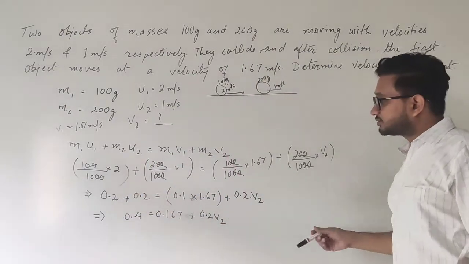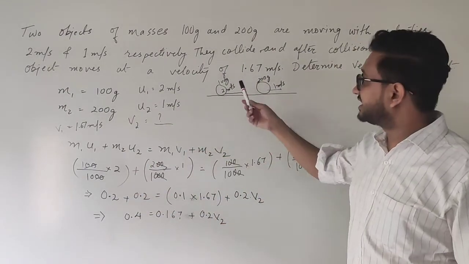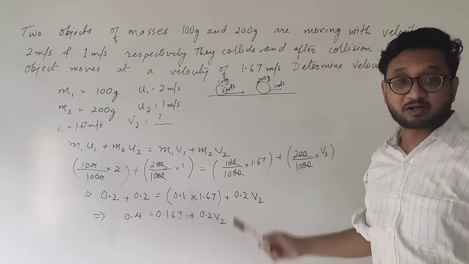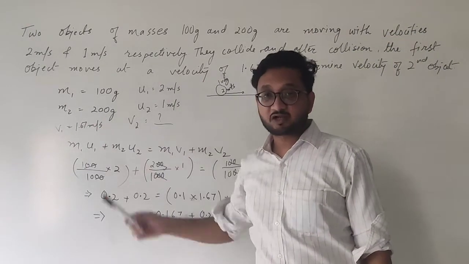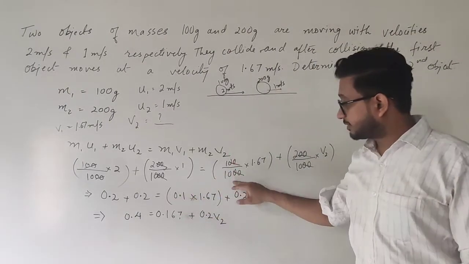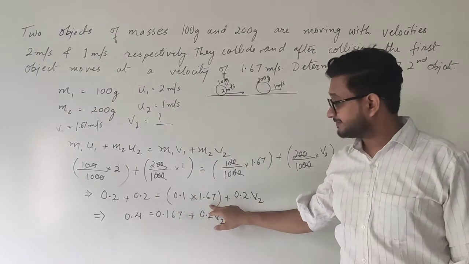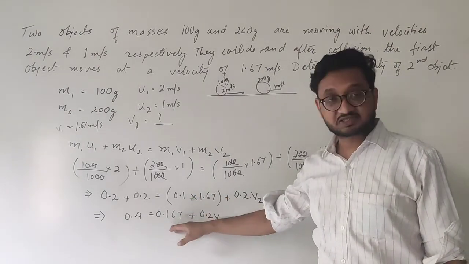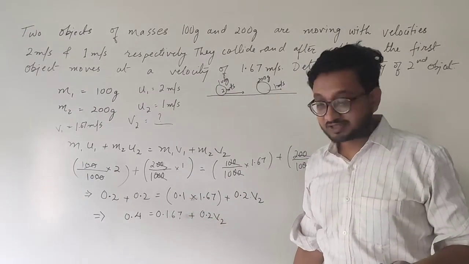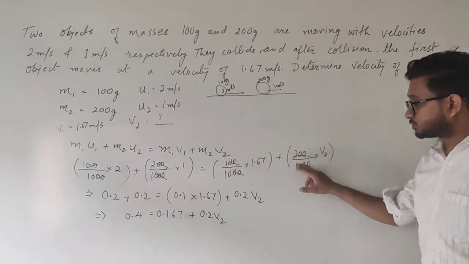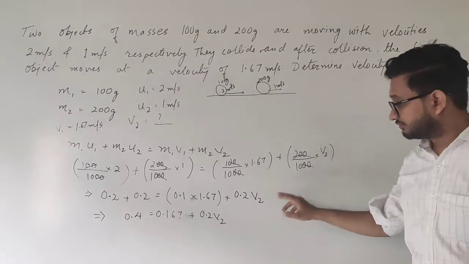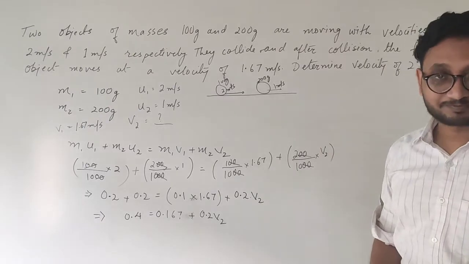On the right hand side of the equal to sign, we have m1 v1, which has been given to us. The first object moves at a velocity of 1.67. So v1 is the velocity of the first object. So it is 100 upon 1000 into 1.67. That gives us 0.1 into 1.67. Simple multiplication: 1 into a number is the number itself, but we have one more decimal point, so I am writing 0.167. Then 0.2, that is 2 upon 10, once again two zeros get cancelled, so 0.2 into v2, and we have to find this v2.